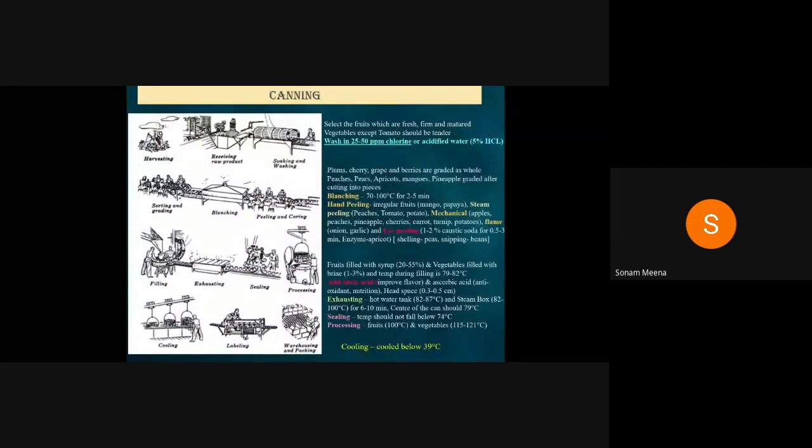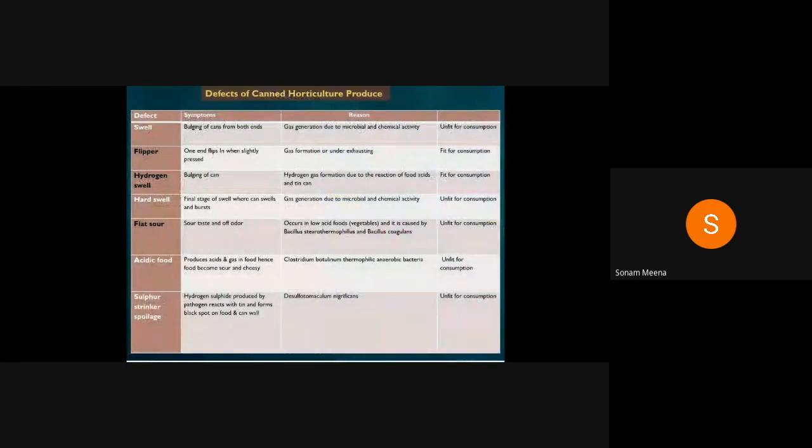For exhausting, hot water tank 82 to 87 degrees Celsius, and also steam box 82 to 100 degrees Celsius for 10 minutes. Center of the can should be 79 degrees Celsius. Sealing temperature should not fall below 74 degrees Celsius. These things are very, very important. And cooling, cool below 39 degrees Celsius.